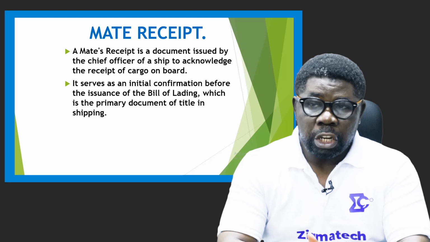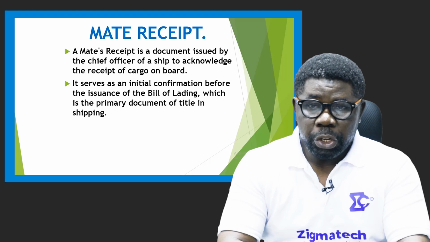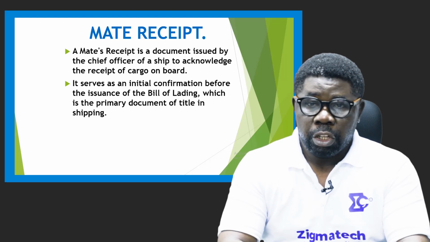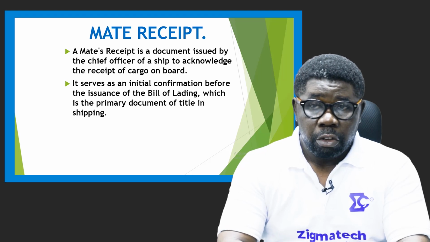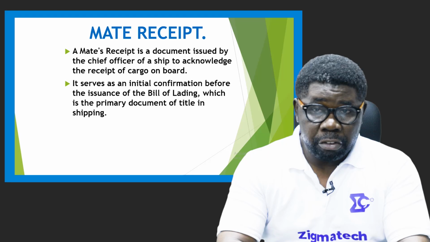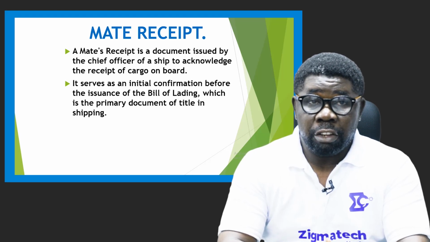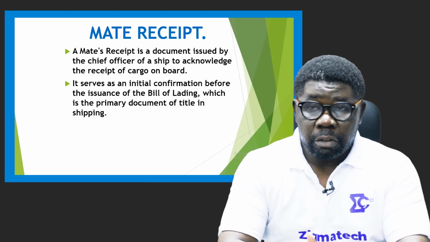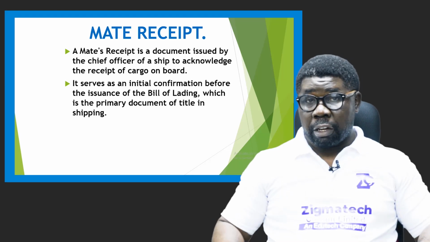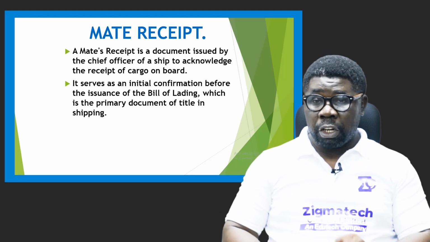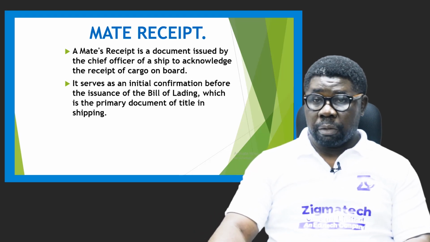Now, it serves as an initial confirmation before the issuance of the bill of lading, which is the primary document of title in shipping. We know that already. So a mate's receipt is the first that will come in so that the ship officer can attest that these are the goods that are in his vessel before they can leave. That's what the mate's receipt serves for us. It does not represent the document of title, which is the bill of lading. But of course, it shows that these things have been received into his custody.